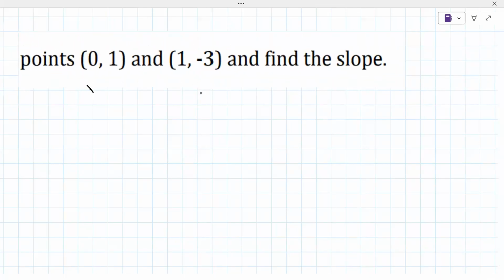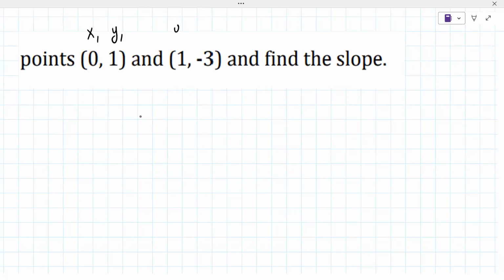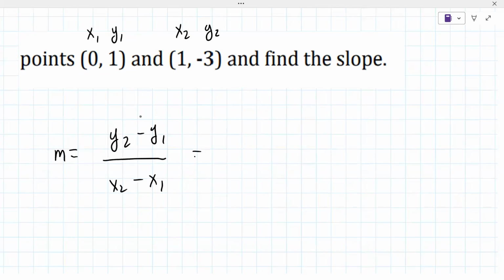So again, we'll go x1, y1, and you can label them on the top. I don't know why I started doing it on the bottom. x2, y2. Your slope is y2 minus y1 over x2 minus x1, like that. Okay, is that clear? Yeah.